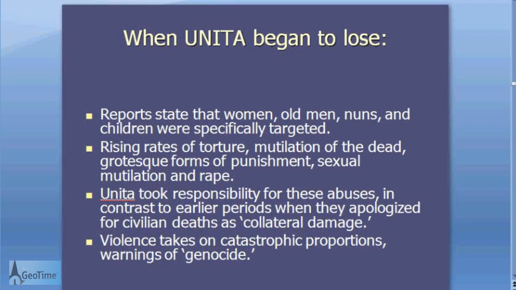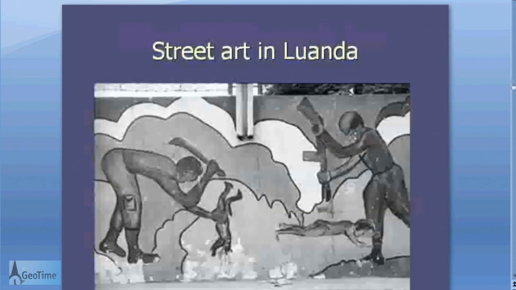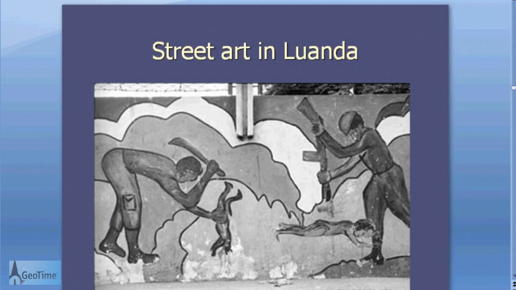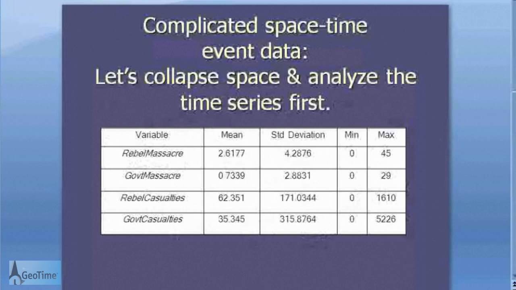Women, old men, nuns, children specifically targeted, rising rates of torture, mutilation of the dead, sort of ritual sexual mutilation, rape. And there was also a way in which UNITA began to take responsibility for these attacks, where in previous periods they either denied them or said, yes, it was part of collateral damage. And indeed, there were many lists in which Angola was on the genocide watch list. So violence really became catastrophic at certain parts of this war, and even the art of that period, I think, reflects a lot of some of this grotesque brutality that was taking place.